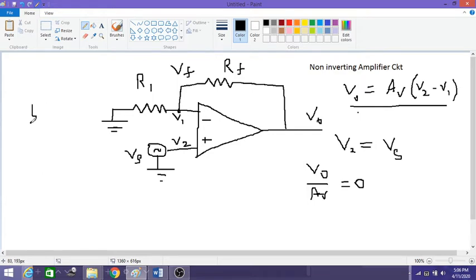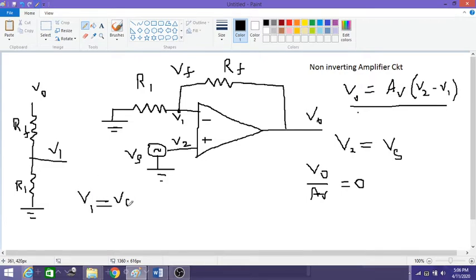So if we connect like this, this is R1, this is RF, this is our V out point and this is our V1 point. This exactly looks like a voltage divider circuit. So we can apply the voltage divider formula to find the voltage across V1. V1 is also equal to Vf, the feedback voltage, given as R1 into V0 divided by R1 plus RF. We are applying the voltage divider equation here.